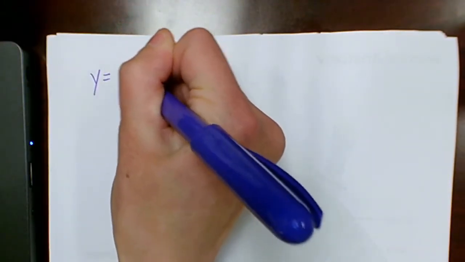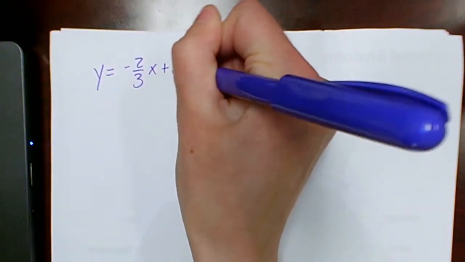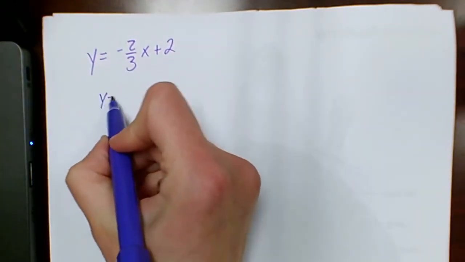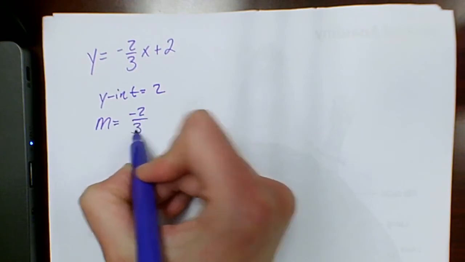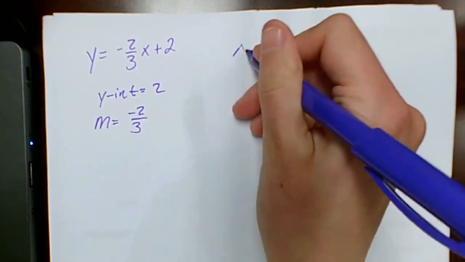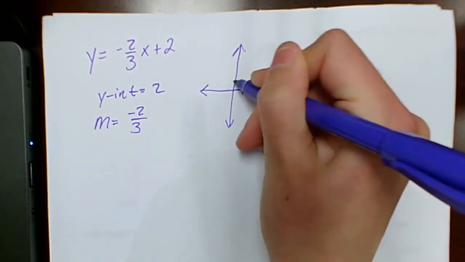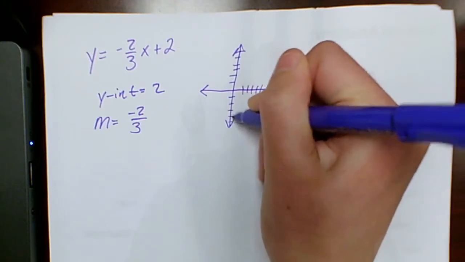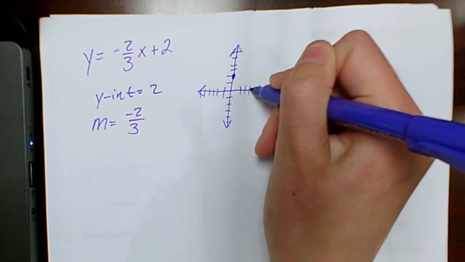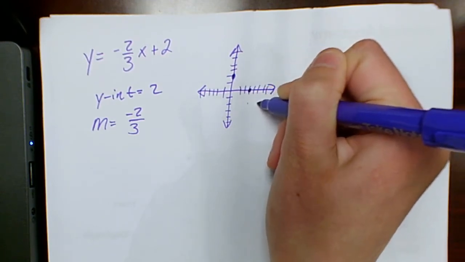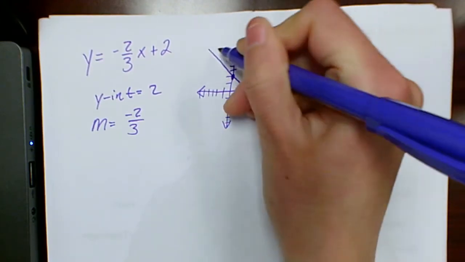Y equals negative 2/3 x plus 2. The y-intercept is 2, and the slope is negative 2/3. So to graph, we find 2 on the y-axis. So here's 2, and we go down 2, right 3. Down 2, right 3. And as you can see, our line is going downhill.